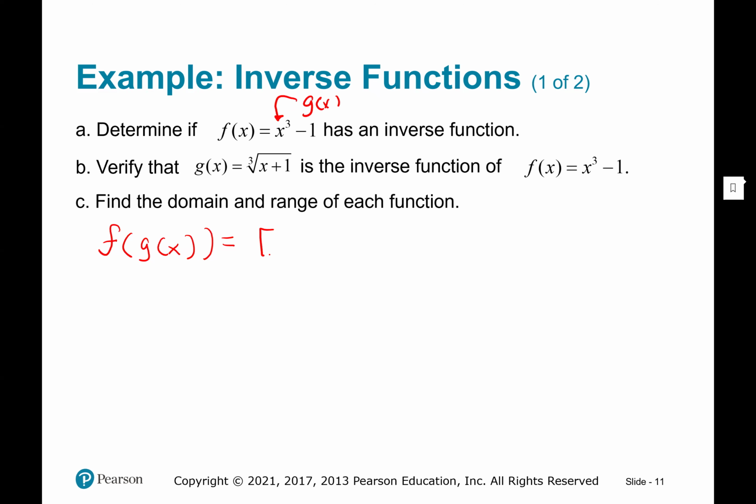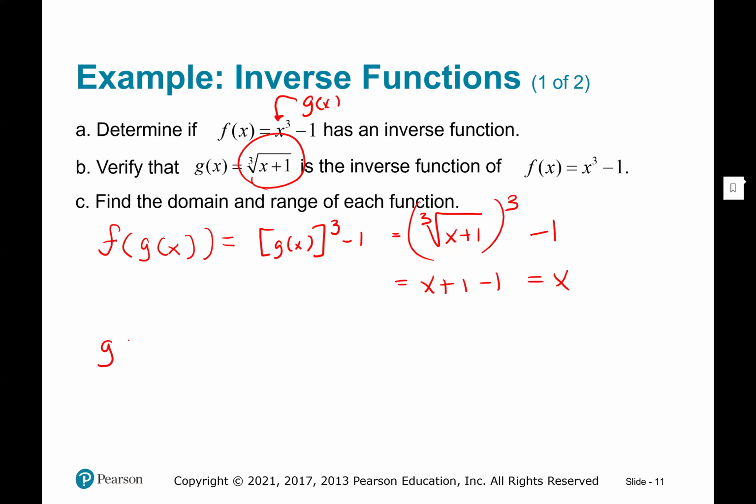So we're going to have g of x cubed minus 1. But what's g of x? G of x is the cube root of x plus 1, and we're going to cube it. What happens when you cube a cube root? Does the cube root go away? So is that x plus 1 minus 1? Is that x?